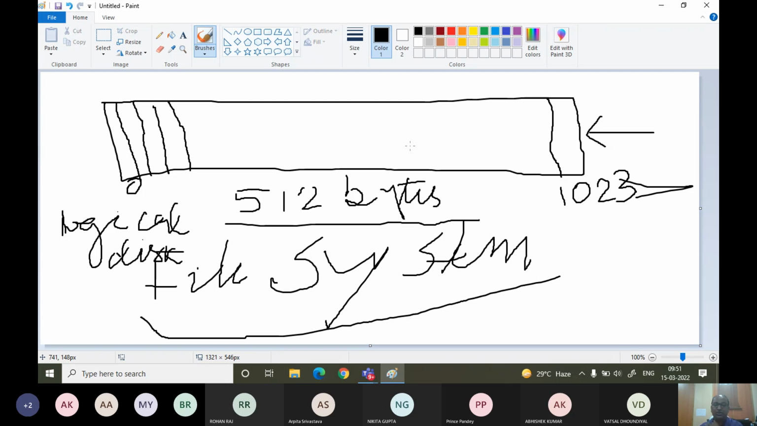Now today's point of discussion is a file system. What is a file system? Why is it needed? What are different types of file system? And what are the users of the file system? Okay, so can someone explain what is a file system?